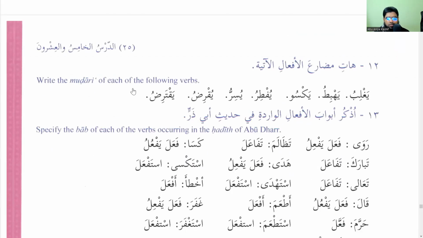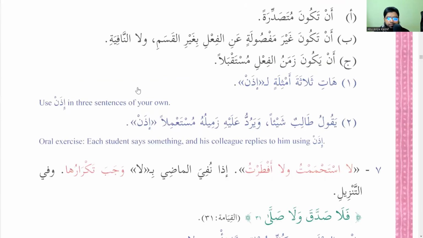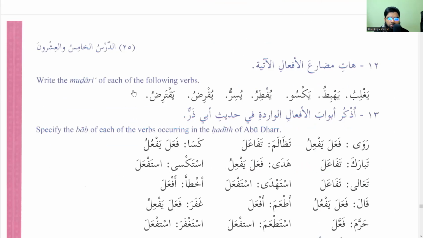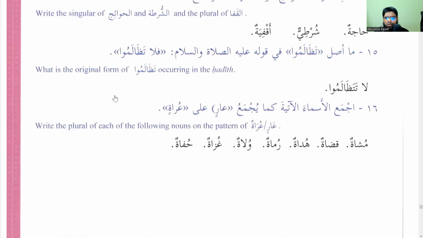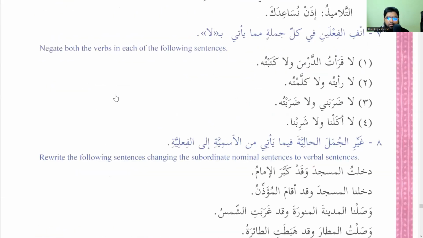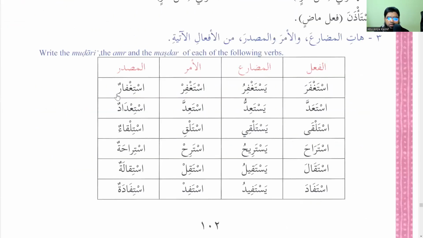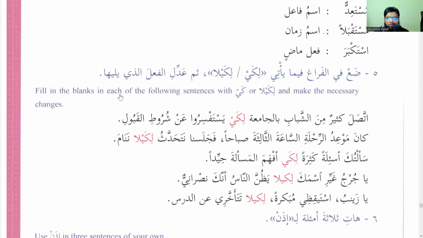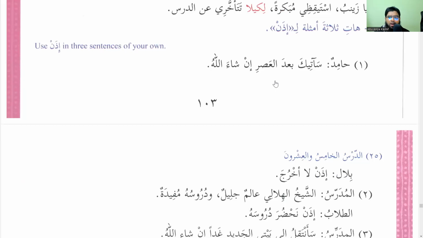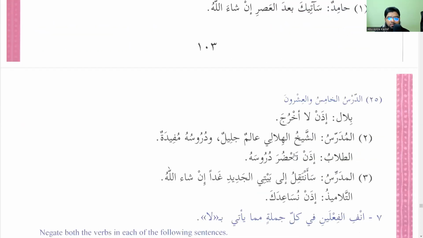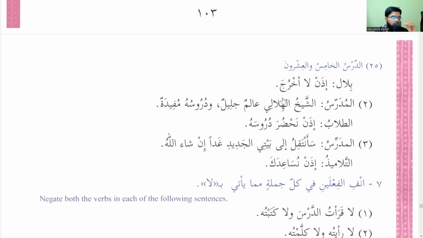Sorry, which exercise is this? He started a new numbering. One second. Which lesson is 25, right? So we want astaghfir tasalla kathir likay. He's giving examples. Sa'atika ba'da al-asr inshallah. I'll come to you after asr inshallah. Bilal says, Idhan la akhruja, then I'll not leave.